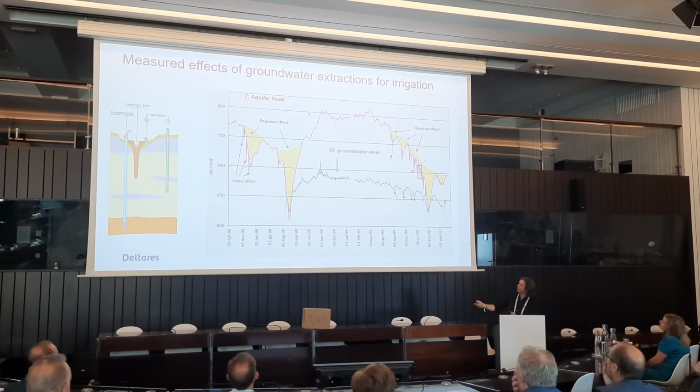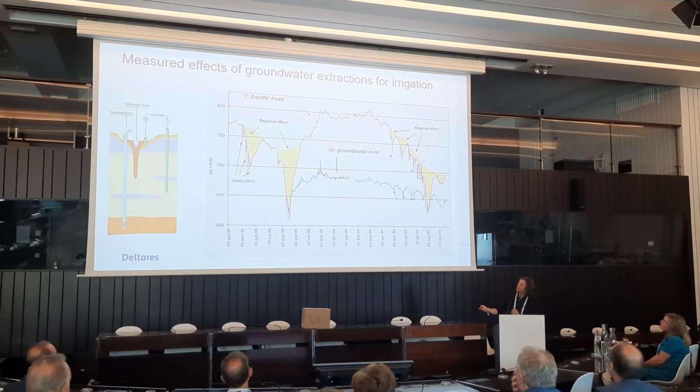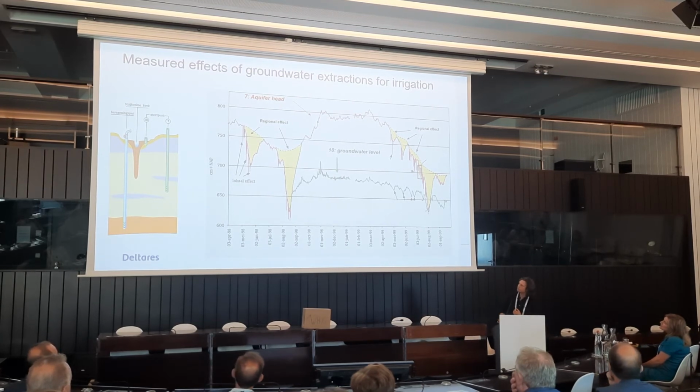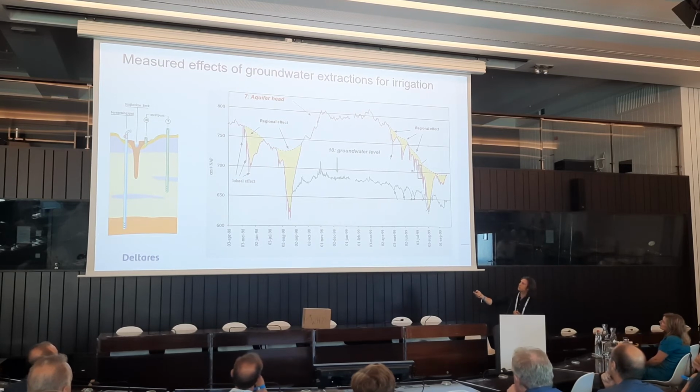They are already 20 years old, yes, but they nicely show what's happening. So all the groundwater abstractions are in the aquifers, below some clay layers. And here you see the aquifer head, which normally should follow this dashed line. But the yellow part, that's the effect of these abstractions. You see, in this case, it drops more than 1 meter, and when they stop irrigating, then it recovers.